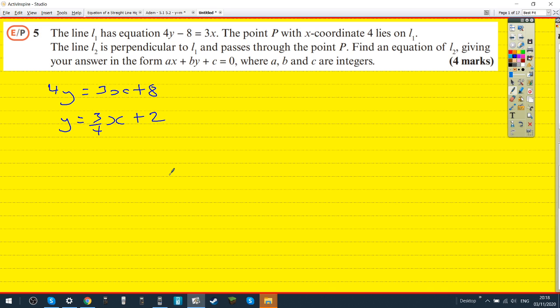Then do we substitute 4 in? Yep. So it'd be y equals 3 over 4, brackets, 4, close brackets, plus 2. And then we work that out. 3 over 4 multiplied by 4 is 3, which gives you y equals 3 plus 2. And then you add them together, which gives you 5. So y equals 5.